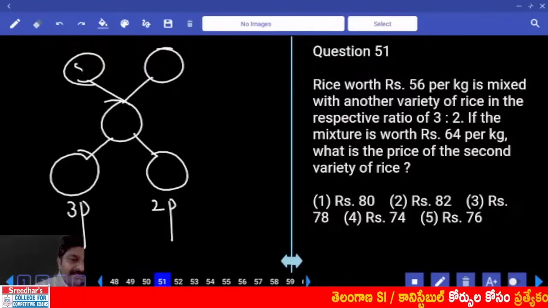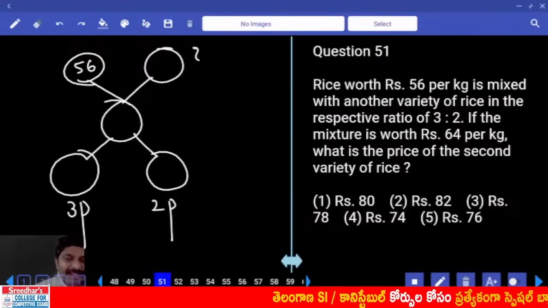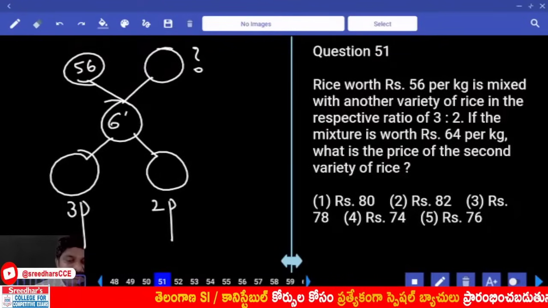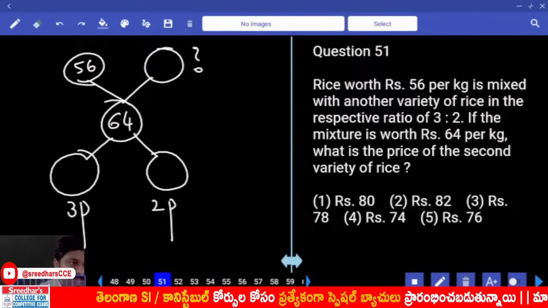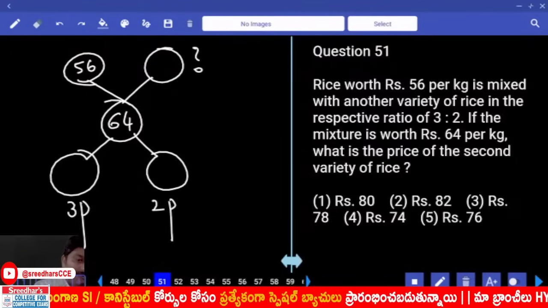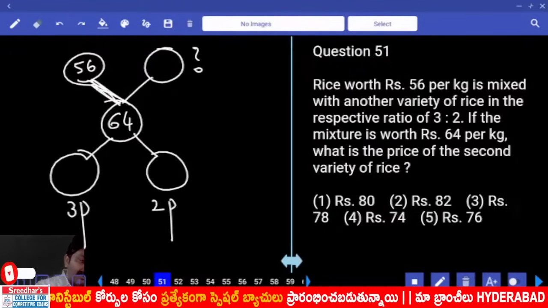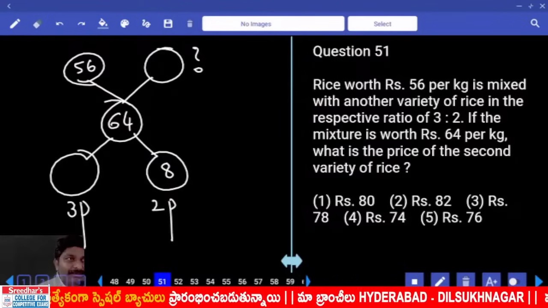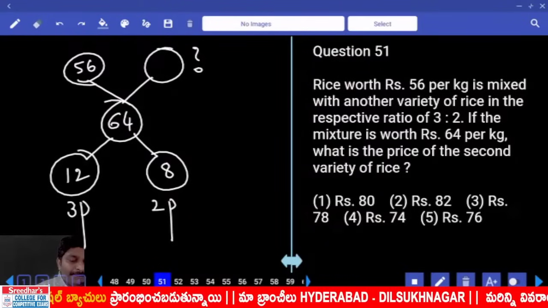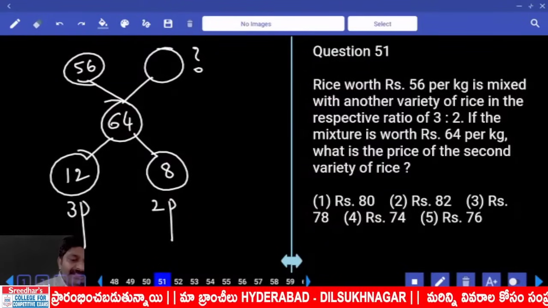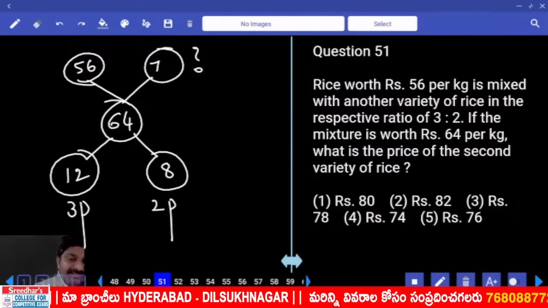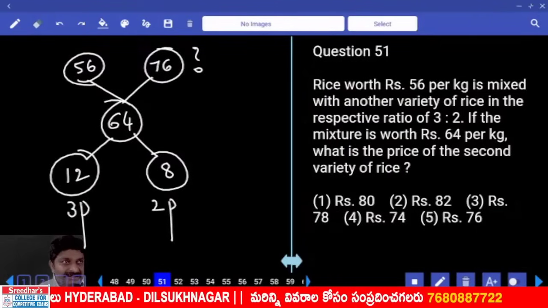First variety cost is 56. Second variety cost is what we have to find out. Mixture cost is equal to 64. All are cost prices only. 56, 64, difference is 8. If 2 parts is equal to 8, 3 parts is going to be 12. Then the question mark is equal to 64 plus 12, which is equal to 76.